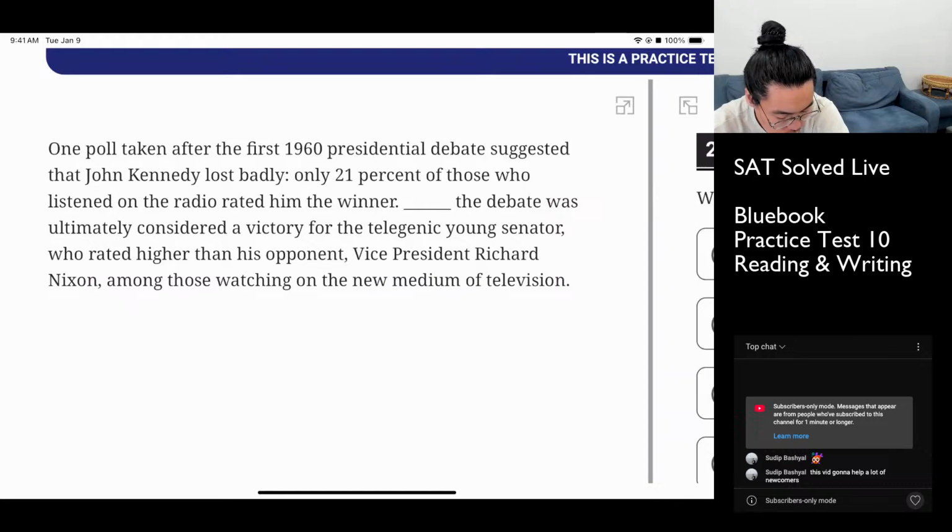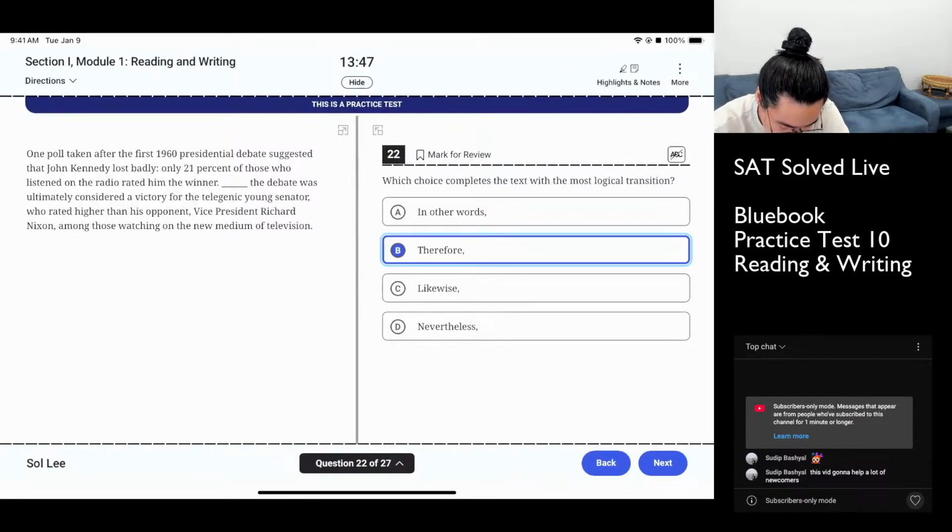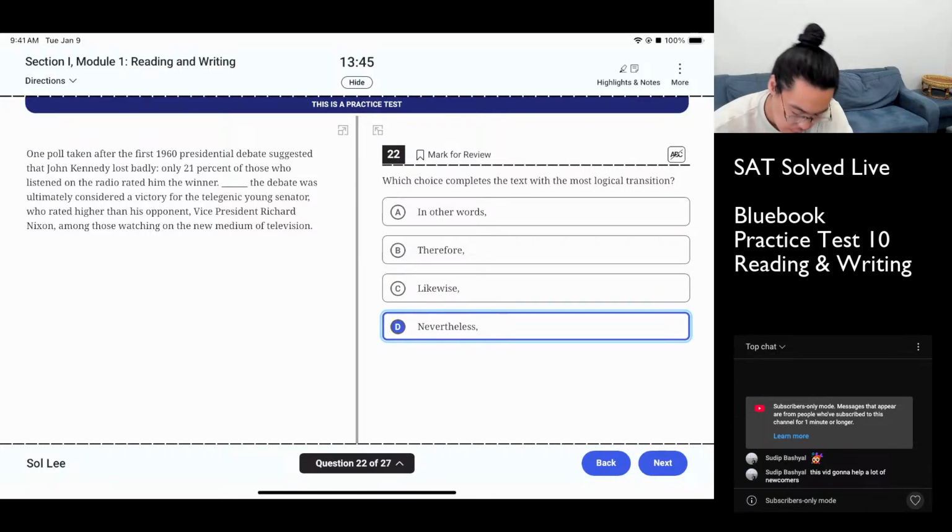One poll taken after the 1960 debate suggested he lost badly. Only 21% thought he won. The debate was ultimately considered a victory for the young senator, who was better than his opponent, Nixon. Okay. However, in contrast, or on the contrary, however, basically. Nevertheless, there we go.